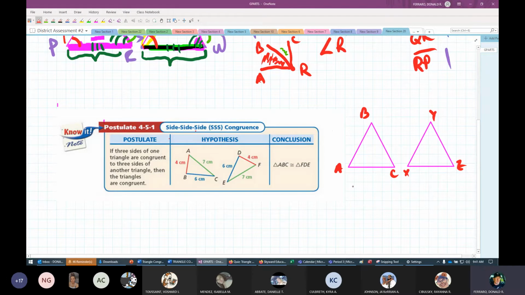So we've got triangle ABC is congruent to triangle XYZ. And again, corresponding parts, all right? So A and X are corresponding, and B and Y, and C and Z.